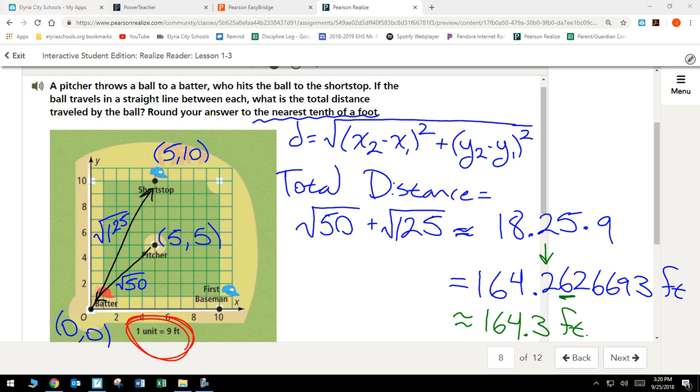So hopefully now you know how to utilize the distance formula. Again, you're plugging in those coordinate values into the formula. Same with the midpoint formula. You're finding the average of the x's and the average of the y's.